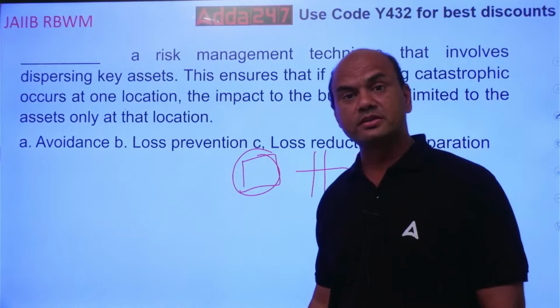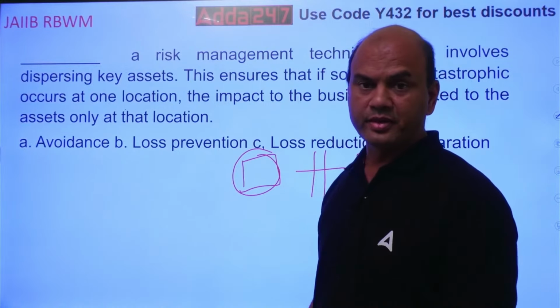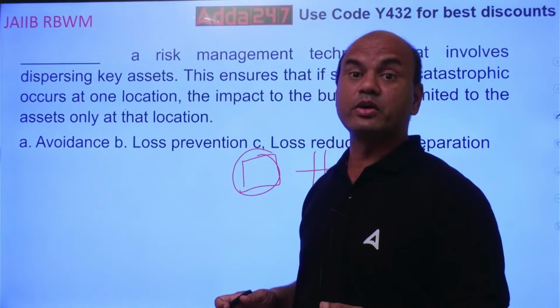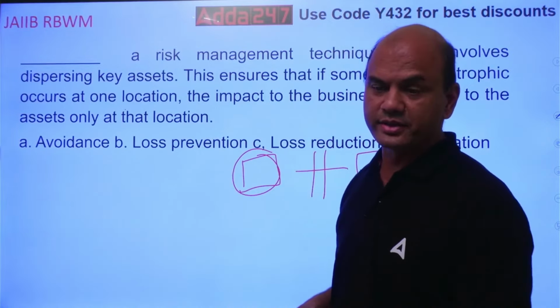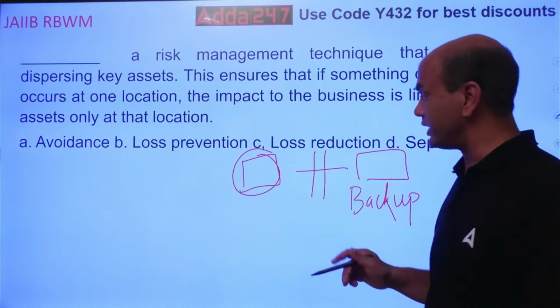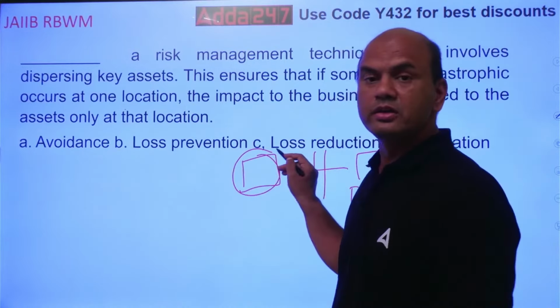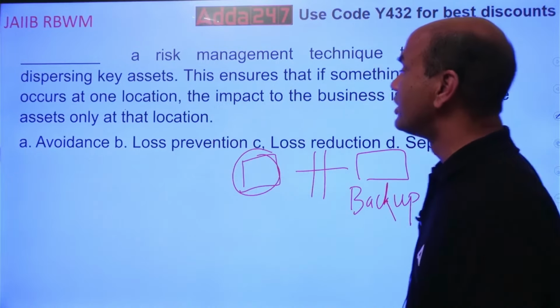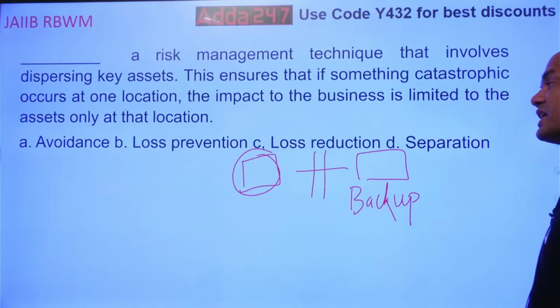Okay, that's why we keep various types of walls. Walls means not physical walls. We give various types of securities as such, online securities. So this is called as what? Whenever you keep separate this location from the other locations, it is called as what? Avoidance, loss prevention, loss reduction, and separation.